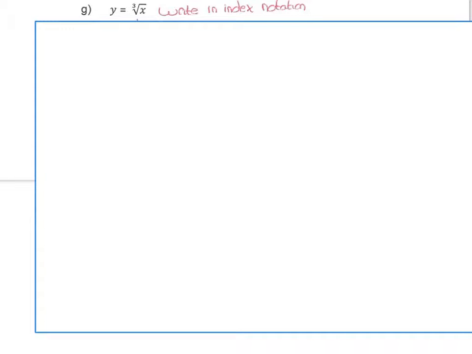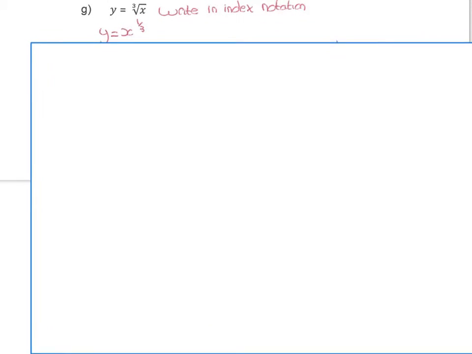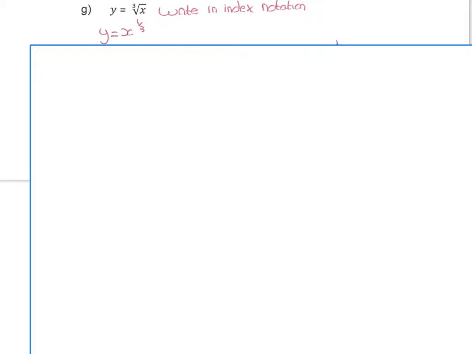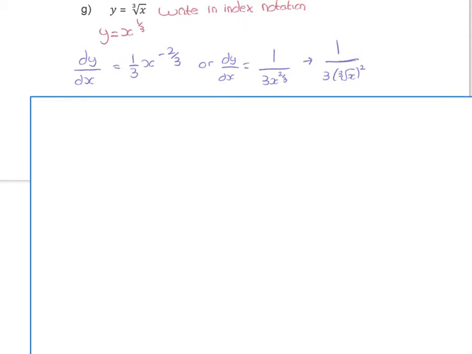Part G, again, we need to rewrite in index notation. We have y equals the cube root of x. We can't differentiate it when it's in this format. So again, indices notes, go back and read over them if you need to. Rewrite it as y equals x to the power of a third. And from here it should be straightforward enough. Multiply down by the power, so multiply down by the 1/3 and take 1 away from the power. So we end up with dy by dx equals 1/3 x to the power of minus 2/3.